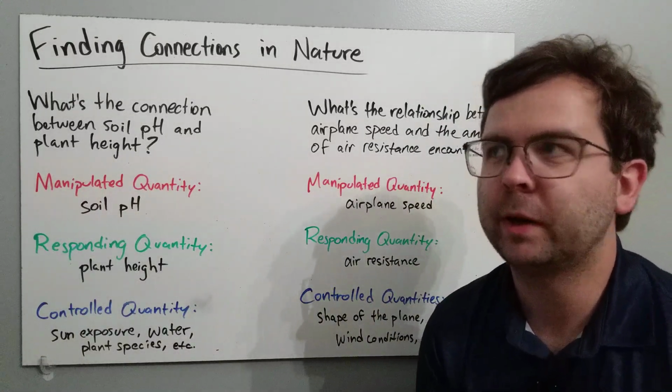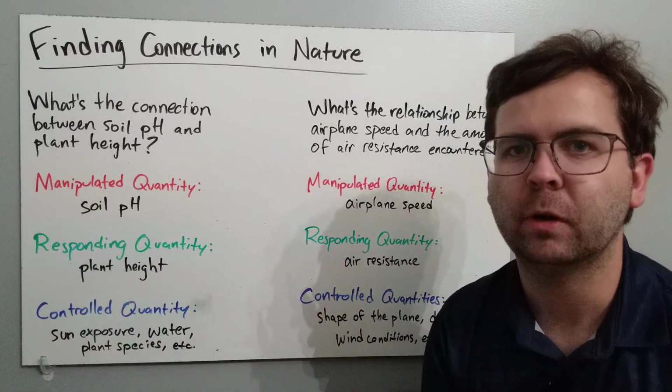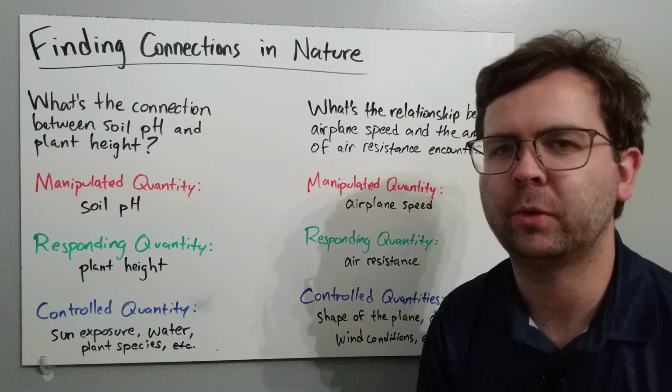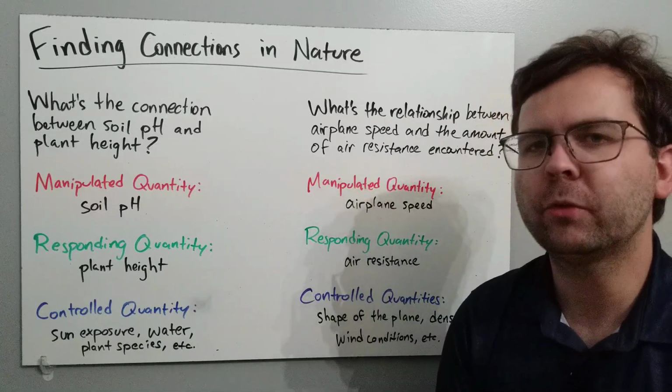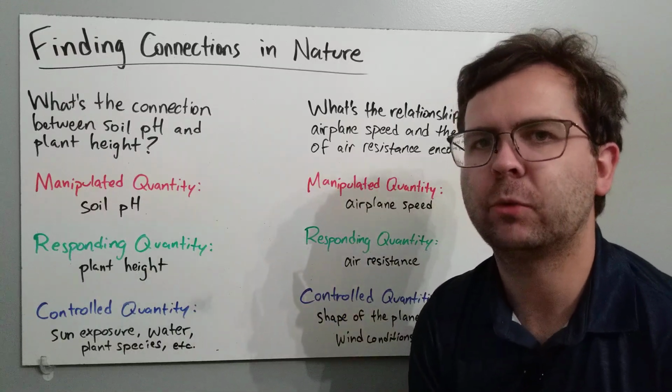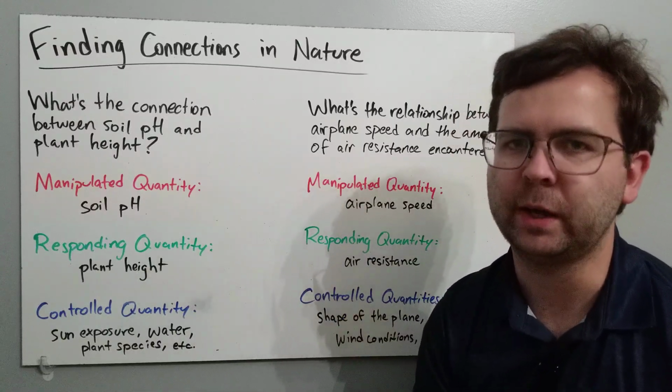This video is about finding connections in nature, or in other words, what are some mathematical relationships that we see in nature? So let's start with a couple of examples. Let's say that you wanted to find the connection between soil pH and plant height.